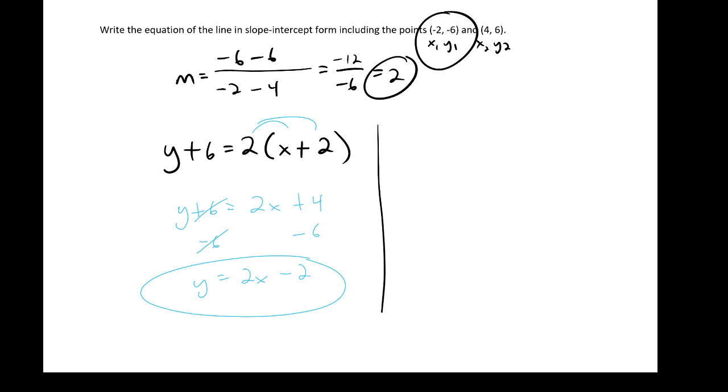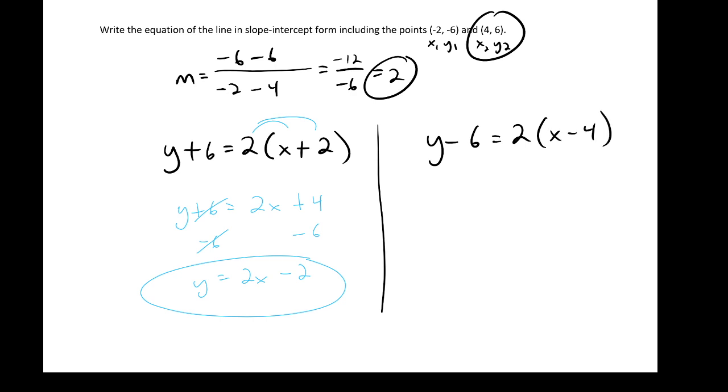We're going to get the same exact thing if we do this another way, right? If we use the other coordinate rather than -2, -6, let's use 4, 6, right? So it's going to be y minus y sub 1, which is 6, equal to m, which is our 2, and then it's going to be x minus 4. And watch what happens. We're going to get the same exact thing. Let's go ahead and distribute that. So y minus 6 is equal to 2 times x is 2x. 2 times -4 is -8. And add 6 to both sides. And look at that.